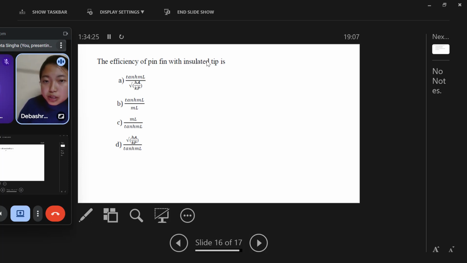Efficiency of fin with insulated tip is. You can just tell which one is the option. This is a formula inside the textbook, even in the lecture also it's there. You can find which one is the efficiency of fin. Can you tell which one is the efficiency? Option B. Yeah, option B.